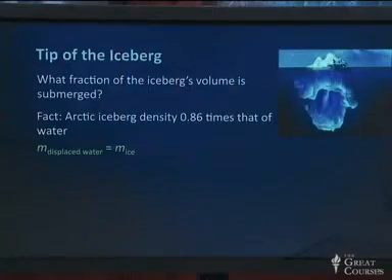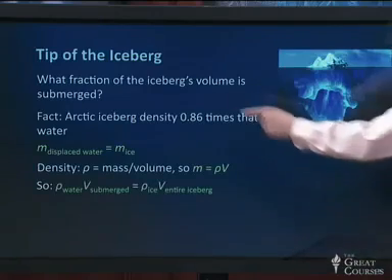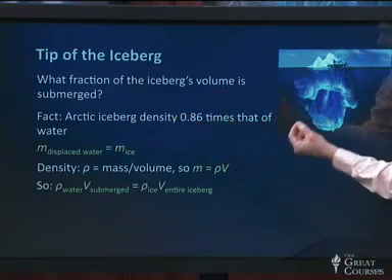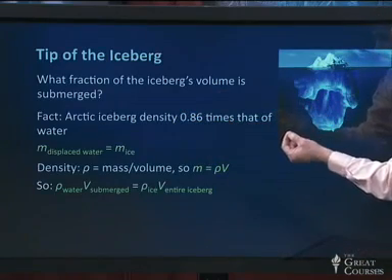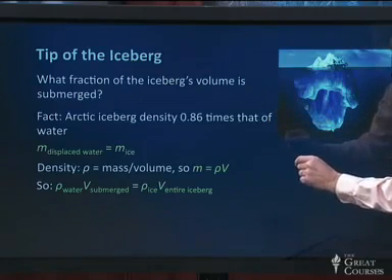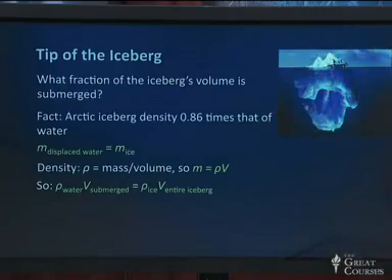So let's do the numbers for our problem. We've got that the mass of the displaced water is the mass of the ice. Well, we don't know masses so much here, but we know density. Density is mass per volume, so mass is, again, density times volume. So writing these two masses in terms of density and volume says the mass of the displaced water, that is density of water times the submerged part of the iceberg's volume, is equal to the density of the ice times the volume of the entire iceberg.